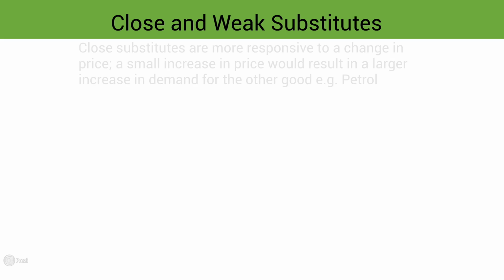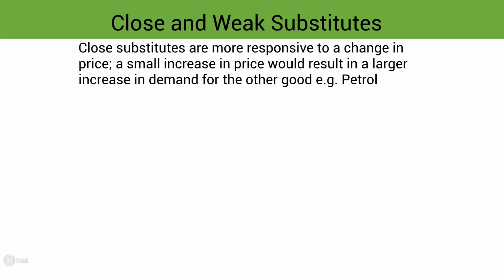We can have close and weak substitute goods. Close substitutes are more responsive to a change in price. A small increase in price would result in a larger increase in demand for the other good. Petrol could be an example. Because petrol is a homogeneous good, consumers do not generally care which company they buy petrol from. So if BP decided to raise their price of petrol, then car owners would switch from consuming petrol from BP and instead buy their petrol from Shell or Sainsbury's or Texaco.